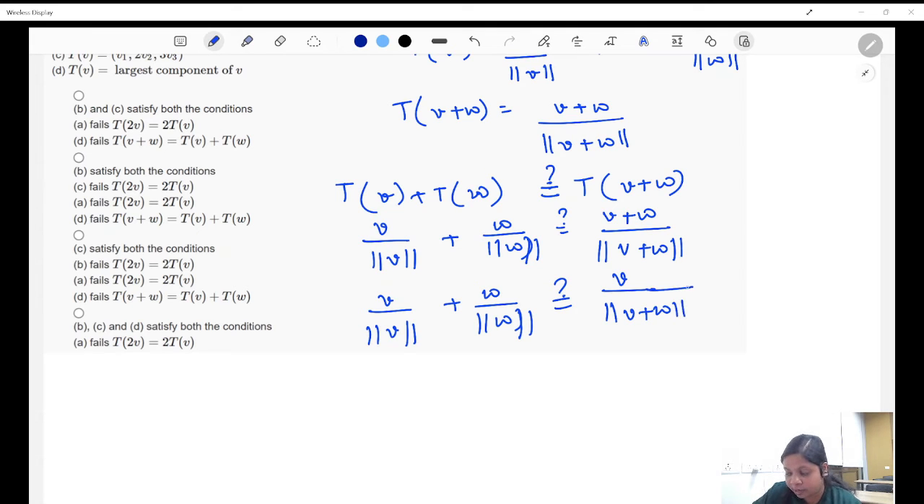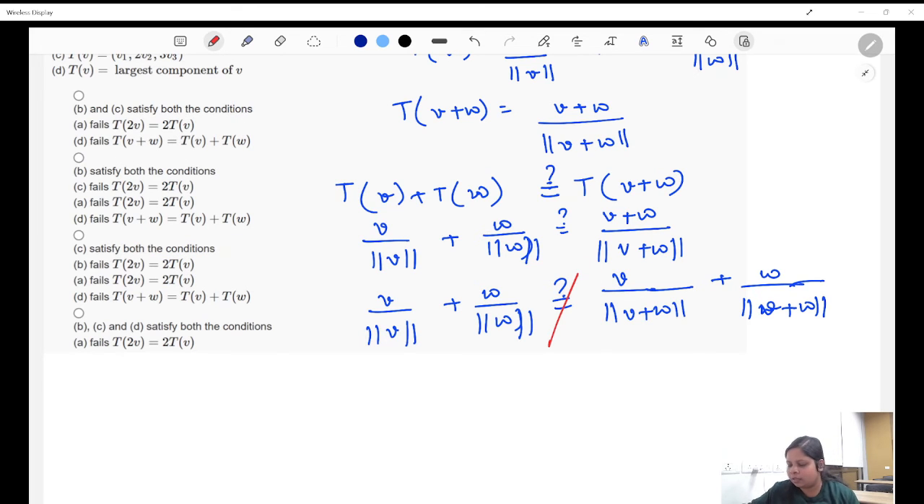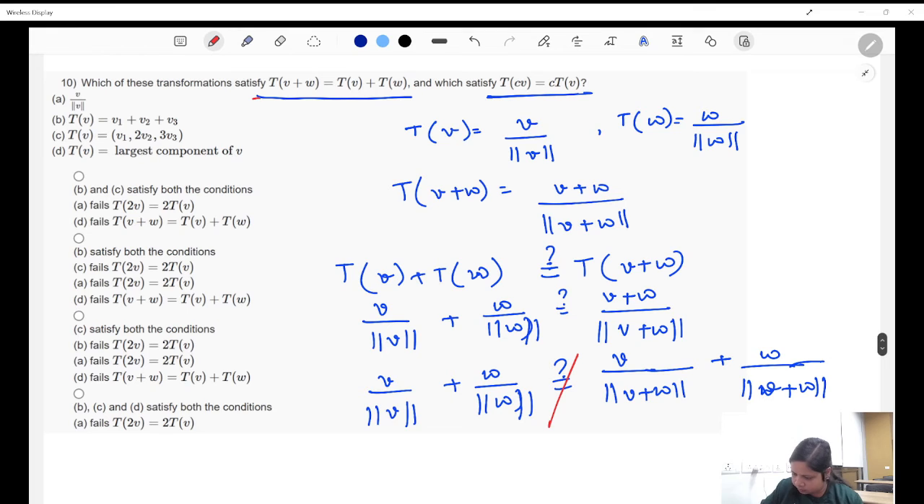We can't separate this mod, right? I hope this is clear. V upon V plus W. Can you tell whether the LHS and RHS are equal or not? No, ma'am, they are not equal. Right, so both of them are not equal. So it does not satisfy the first transformation. Okay, so it fails for this.